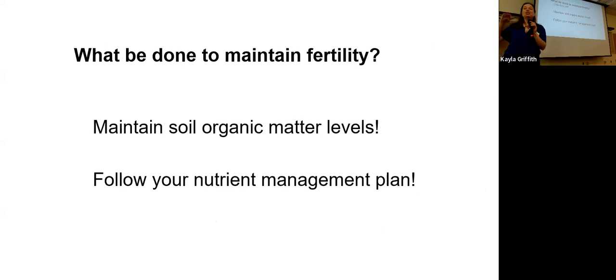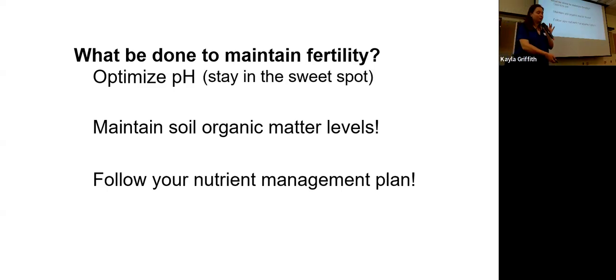Also optimize pH, get pH in the right range. And those three things will do the most you can. And reducing erosion as well, which isn't on this list, but is really important. So before you start trying to do anything too wacky or what salespeople are trying to tell you: pH, soil organic matter, nutrient management plan, erosion. Everything else is kind of gravy.